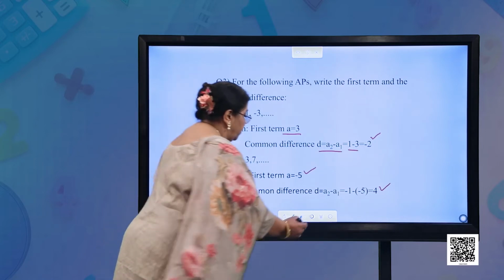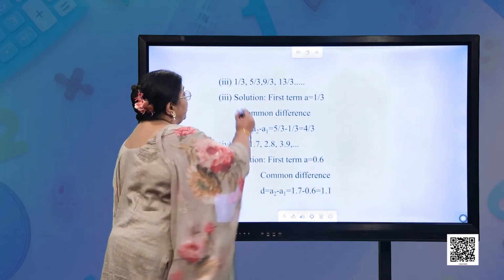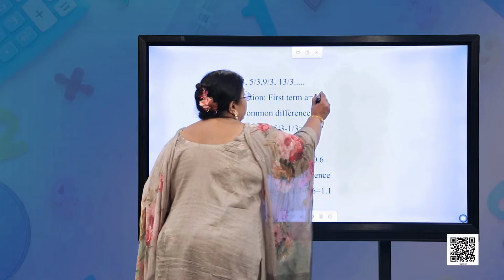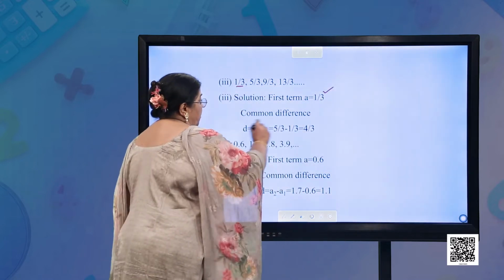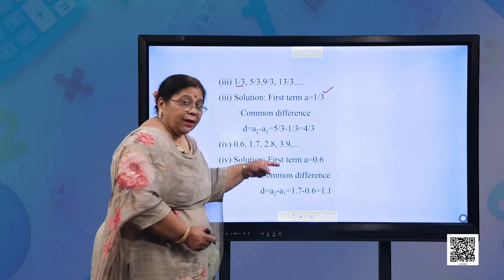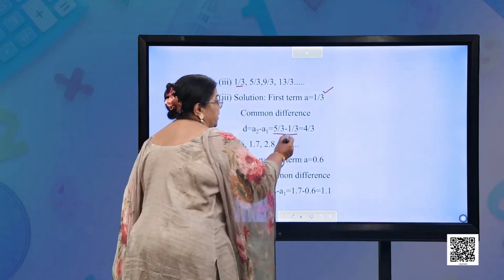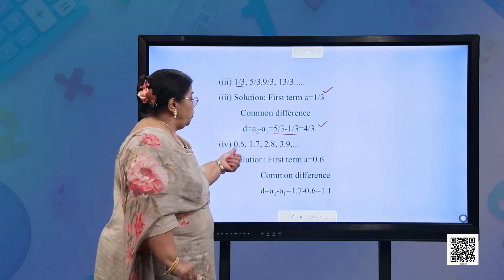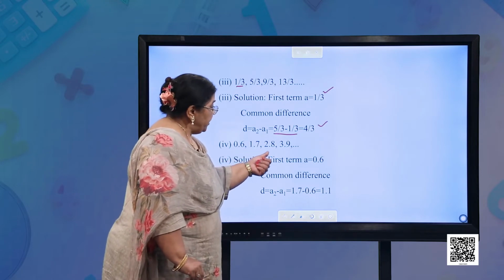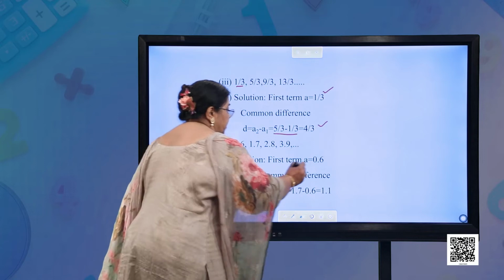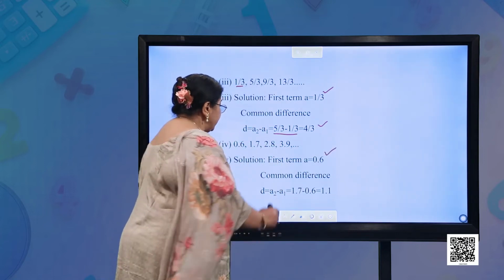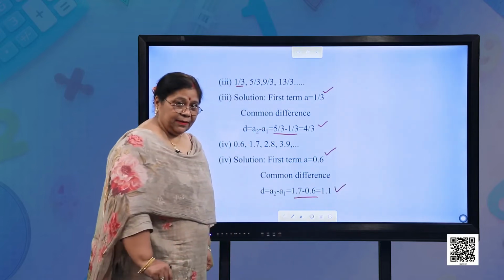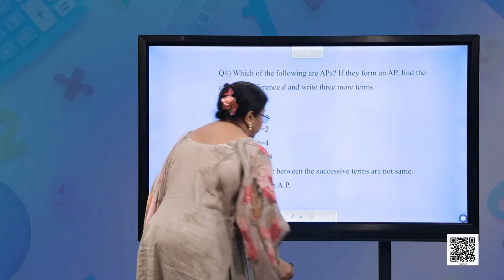Is it clear? Okay. Let us do next one. 1 upon 3, 5 upon 3, 9 upon 3 and 13 upon 3. So, first term is very clear, it is 1 upon 3. Common difference can be calculated by a2 minus a1. What is a2? 5 upon 3 minus 1 upon 3, obviously 4 upon 3. All right. Next one, 0.6, 1.7, 2.8, 3.9. Here first term is 0.6 and what about the common difference? It is 1.7 minus 0.6, that gives us 1.1. Is it clear? Okay. Let us do the next one.